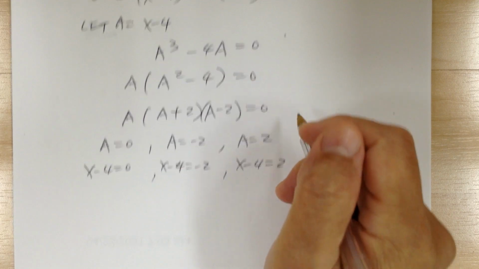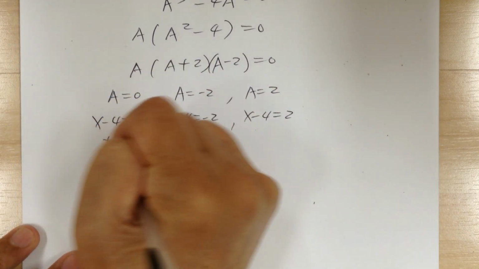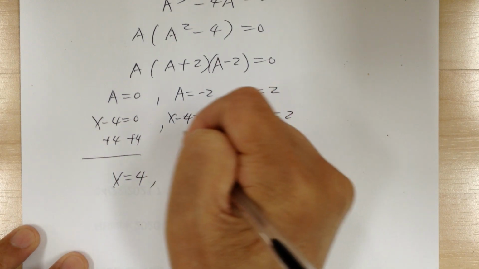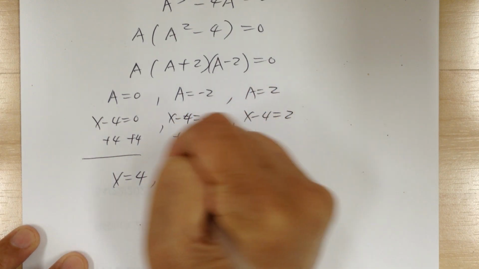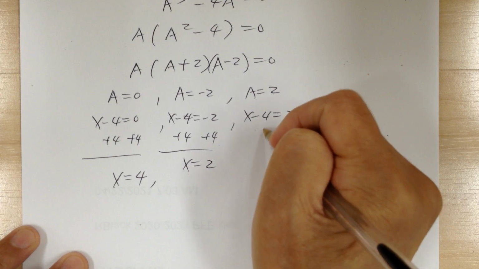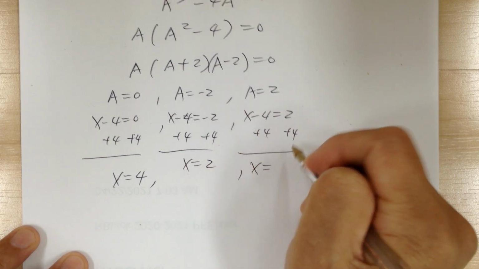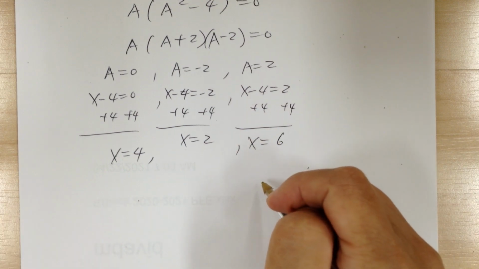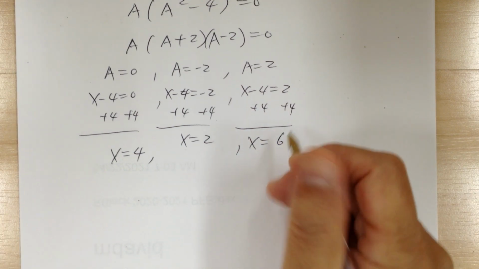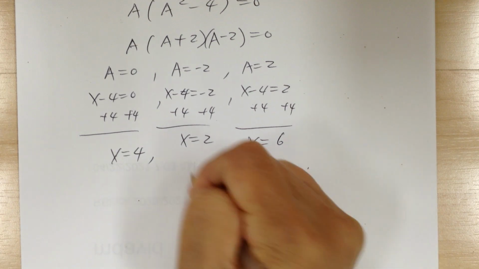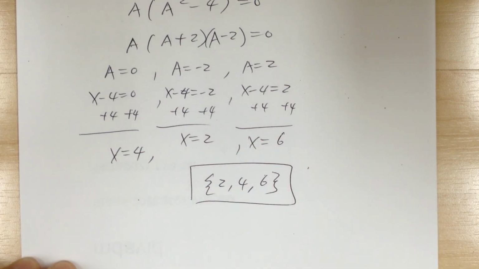Okay. And then after that, just plus 4 on each side. So you got x equal to 4. This one you plus 4, you get x equal to 2. This one you plus 4, you got x equal to 6. Okay. So your zeros are 2, 4, 6.